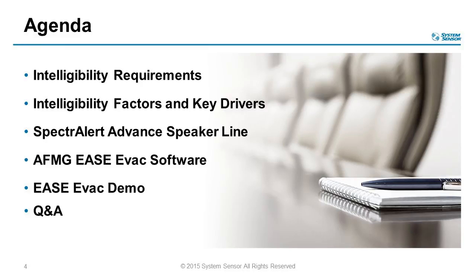Next, we're going to talk about some of the factors that can affect intelligibility, such as room dimensions and materials, ambient noises, speaker choices, and other factors. After that, we will go over the System Sensor speakers and speaker strobe devices that are also part of a voice evacuation system. Then I'm going to be turning it over to Bruce Olson from AFMG Technologies, the worldwide leader in software for the pro audio industry, who's going to go over the EASE Evac software tool, and he's actually going to be doing a live demonstration. So this is a great tool if you're going to be starting to design a lot of voice evacuation systems.